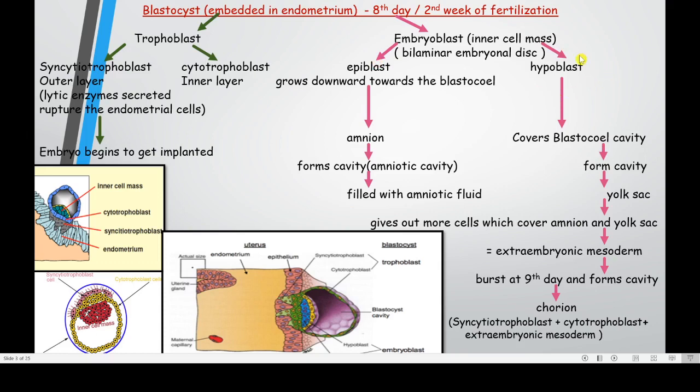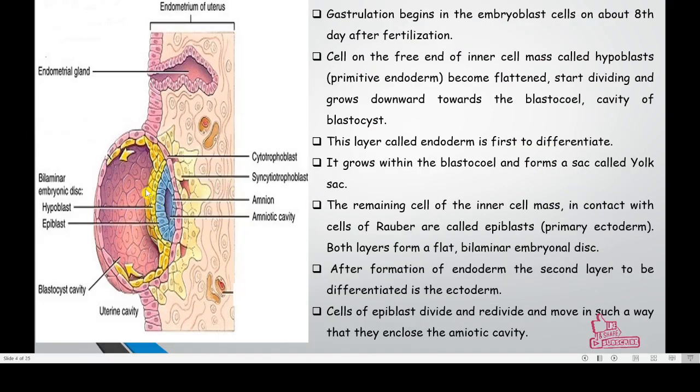Similarly, certain changes occur in the hypoblast also, which we will see in the next slide. Here you can see this is the epiblast. This starts growing towards the blastocyst, and because of that a cavity forms over here. So the cells below the cavity are called amnion, and above the cavity we will have the epiblast only. And the cavity is called the amniotic cavity, which gets filled with the amniotic fluid.